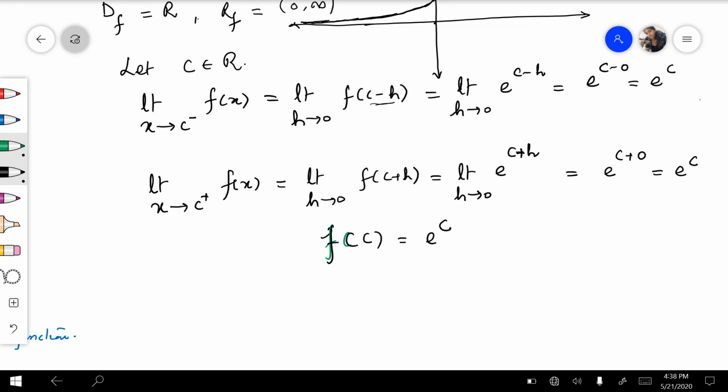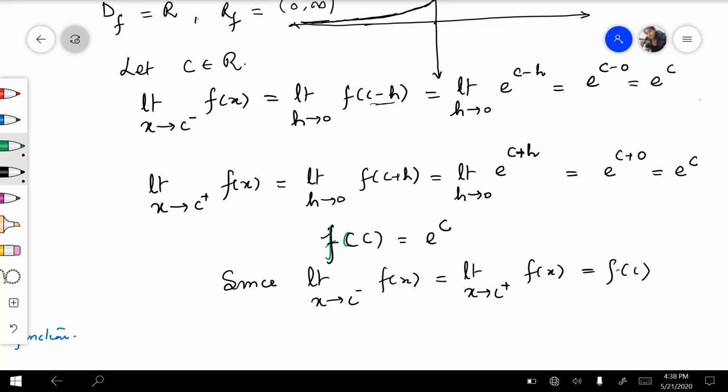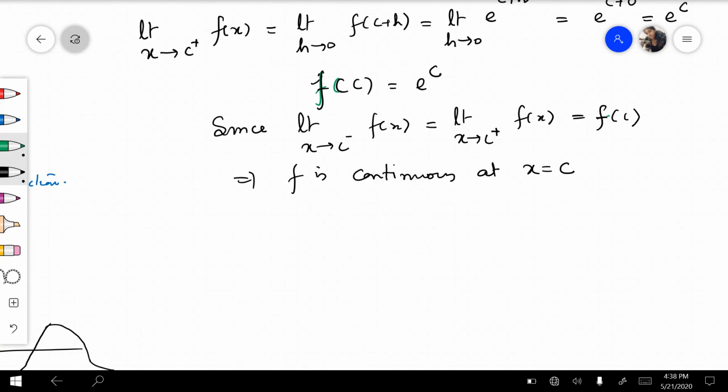Left hand limit, right hand limit, and image are equal, since limit x approaches c negative of f of x is equal to limit x approaches c plus of f of x is equal to f of c. This means f is continuous at x equals c. Again, the c we chose was arbitrary, since c belonging to R is arbitrary.